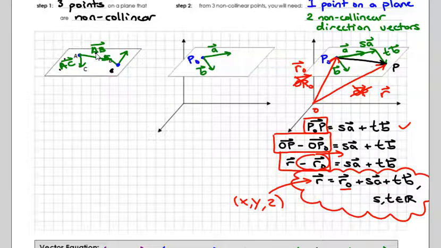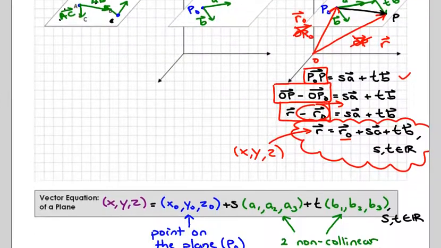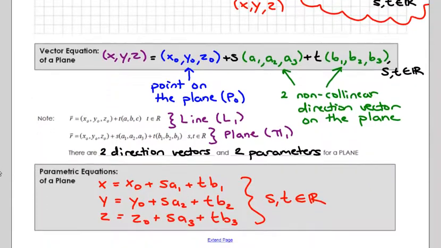Notice that we write that s and t at the very end belong to all real numbers because they can be anything, and we use s and a different letter t because we don't know that they're going to be the same scalar multiple. Showing you the vector equation and the parametric equations, they look like this. Here you have your r, which can be written as x, y, and z, is equal to p naught plus your s parameter, a scalar, multiplied by your first direction vector, plus your second parameter multiplied by your second direction vector. And s and t can belong to all real numbers.